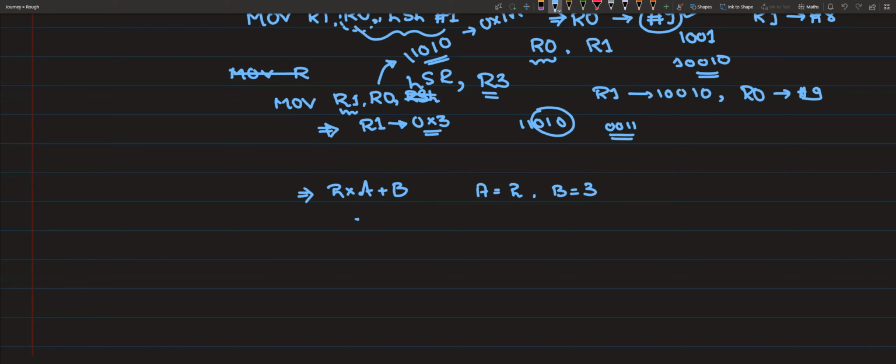Yeah. So now initially we have to initialize this value, right? So move A, let me assume that it is stored in R1. B is stored in R2. This is the initial. So move R1, comma, immediate value, hash 2. Move R2, comma, hash 3.